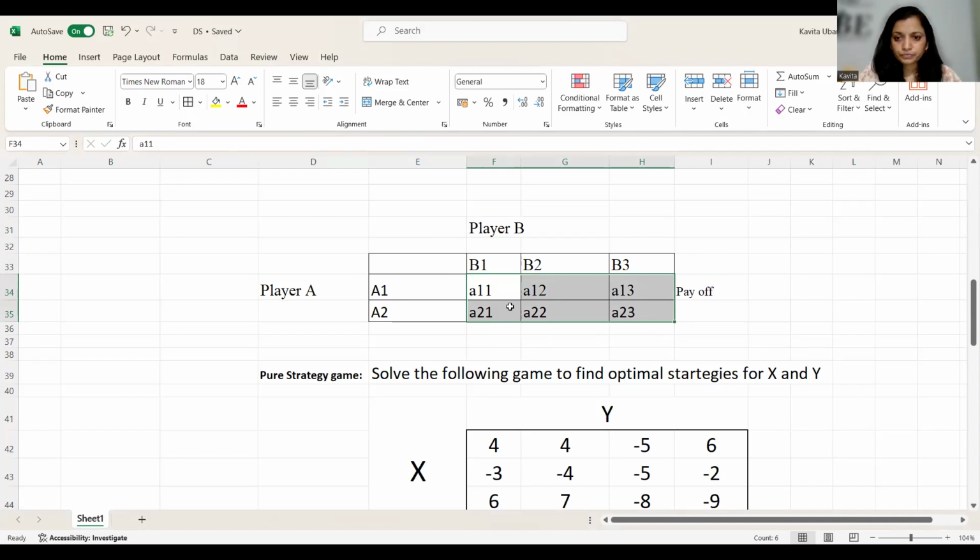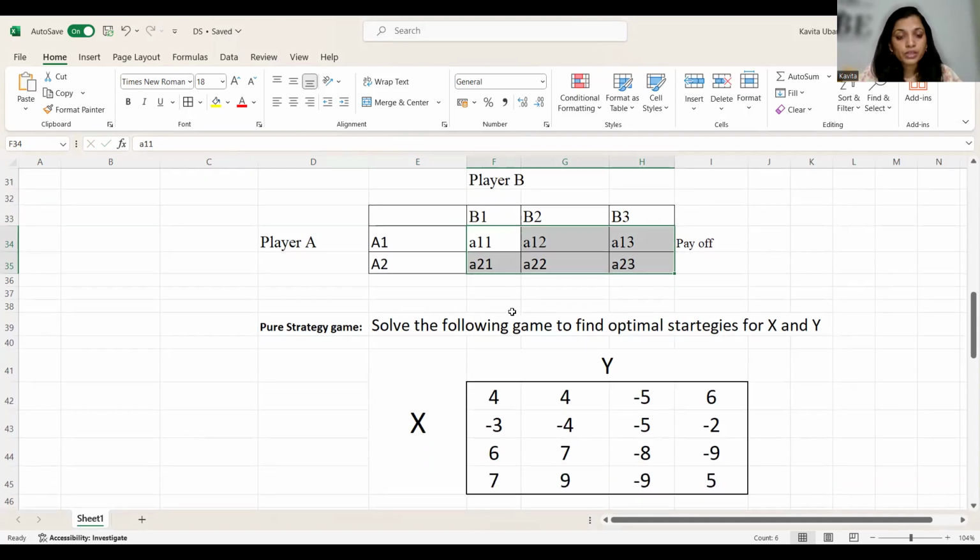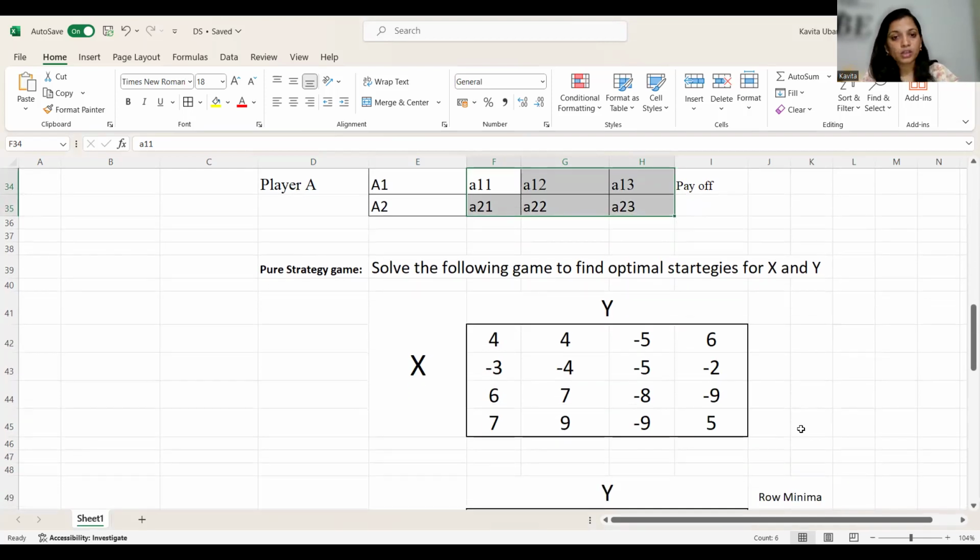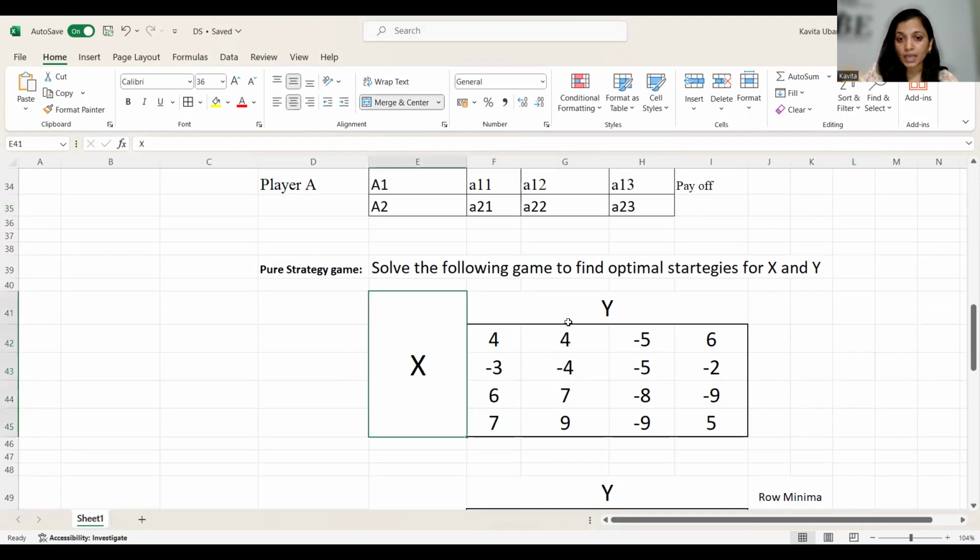There is a particular method to calculate and to solve a game. Here we are going to consider one example, one matrix for this payoff matrix, and then I'm going to tell you how to calculate the value of the game. Here there is a numerical for you. I have just considered these numbers. Solve the following game to find out the optimal strategy for X and Y. This is the matrix given to you, and on this basis you need to identify the optimal strategy for X and Y.